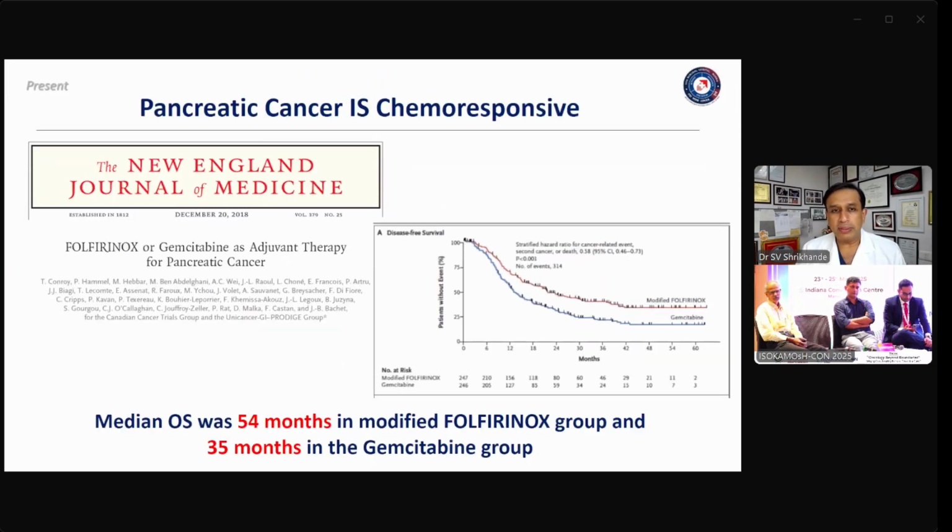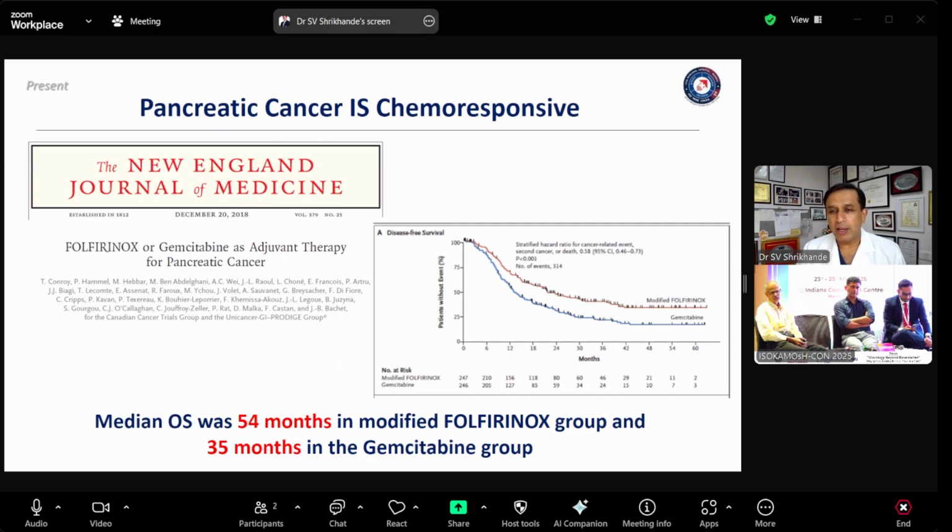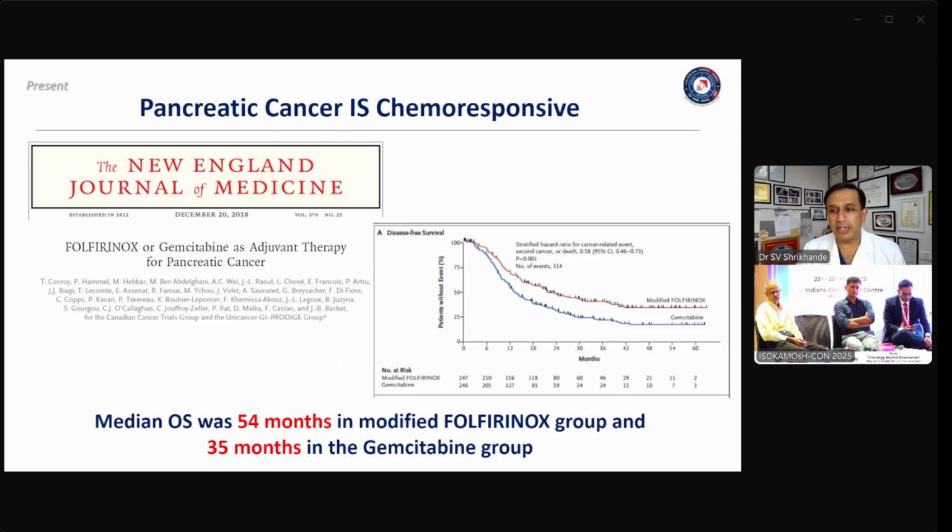We all know that pancreatic cancer is now considered more chemoresponsive than ever before. A decade ago, we never thought that we had any worthwhile chemotherapy, despite all the efforts of ESPAC and CONKO and so many other trials. But I think there has been a clear shift where you see that if you operate well and give modified FOLFIRINOX, patients do better than with the conventional gemcitabine, which was being given for the last 2 decades.